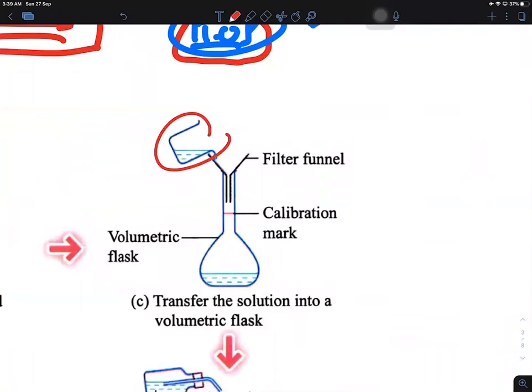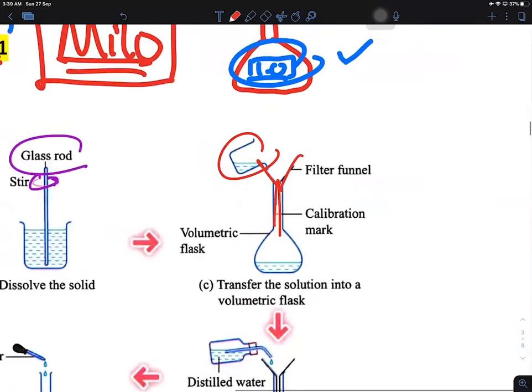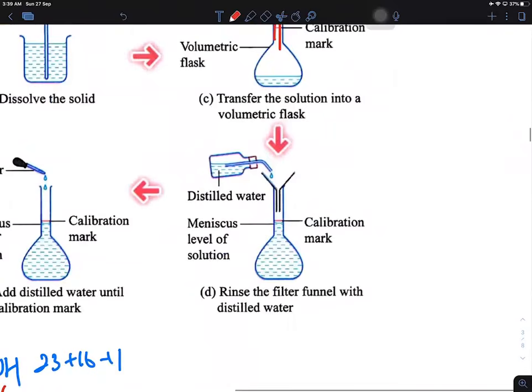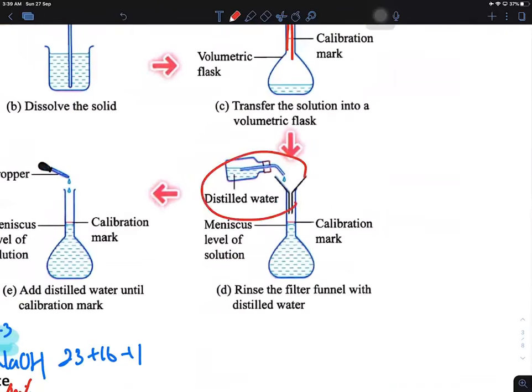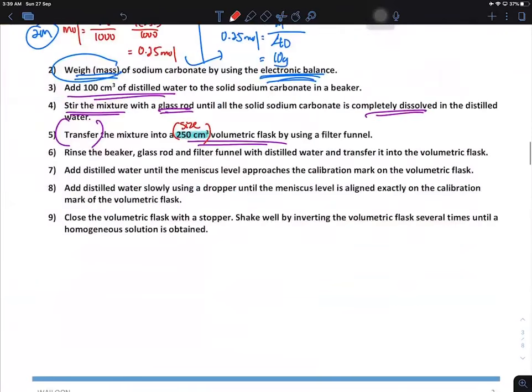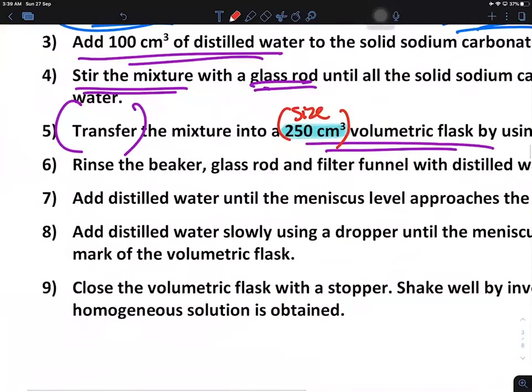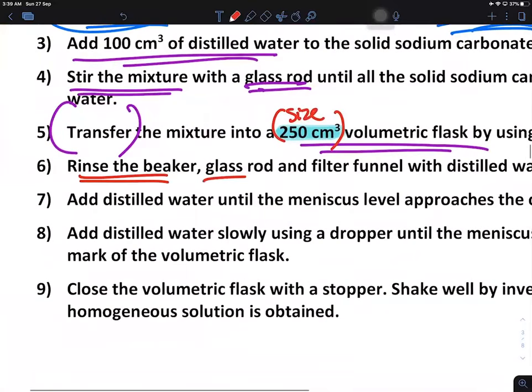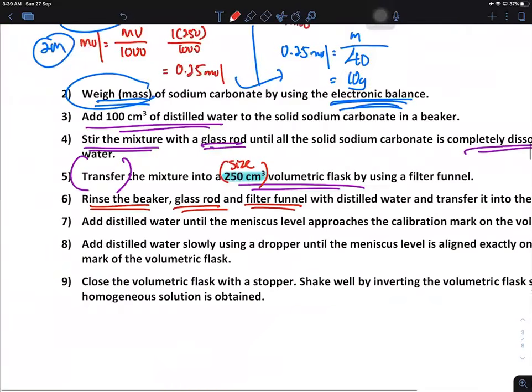Okay, this is my very atas Milo. I don't put it into a plastic bag. I put it into my special bottle. So I got to use a filter funnel to transfer it. After I put it into the bottle, I will rinse it with distilled water. I've rinsed the beaker, the glass rod, and the filter funnel with distilled water.